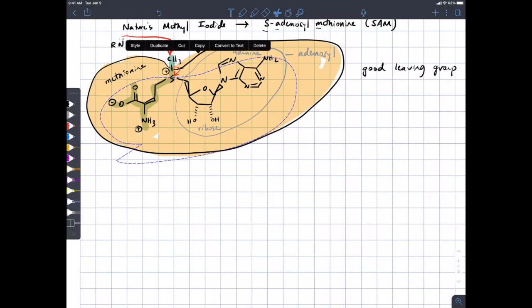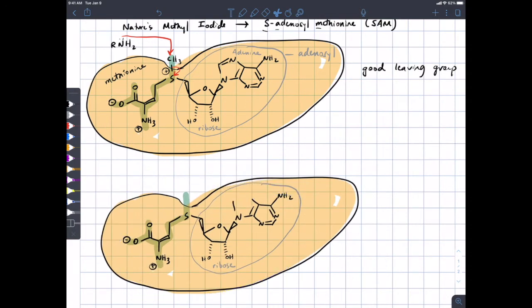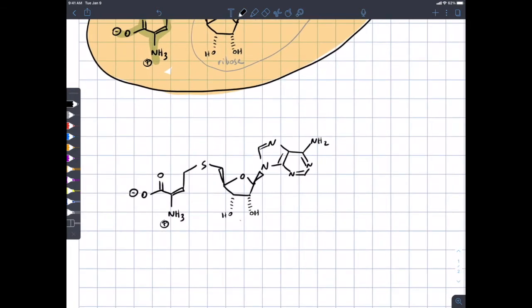So I'll draw for you the... we'll erase a bunch of stuff here. This is the leaving group. Oh, I didn't mean to erase all of the adenine ring. Oh well. And there's the electrons that used to be in the bond between sulfur and the methyl group.